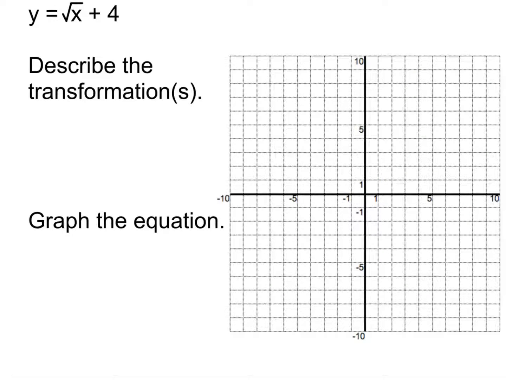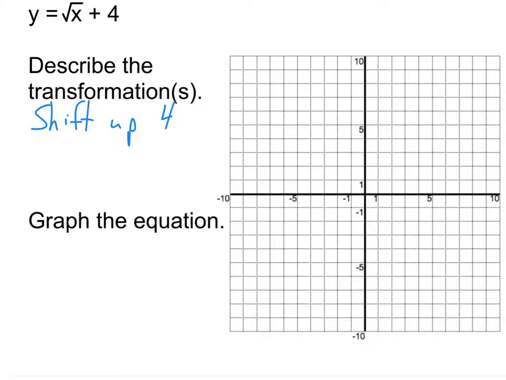Last one that we're going to do together here, y equals the square root of x plus 4. Write down the equation, describe the transformations, and do the graph. You should be able to do the whole thing start to finish this time. All right, so first up, you describe the transformations. In this case, there is one transformation. It is a shift up 4.